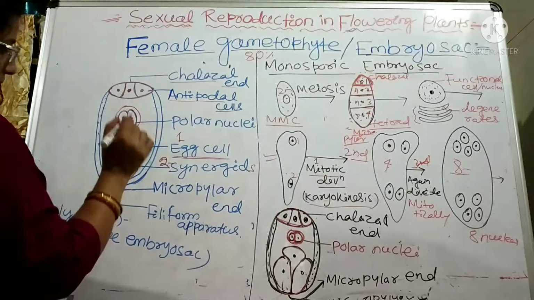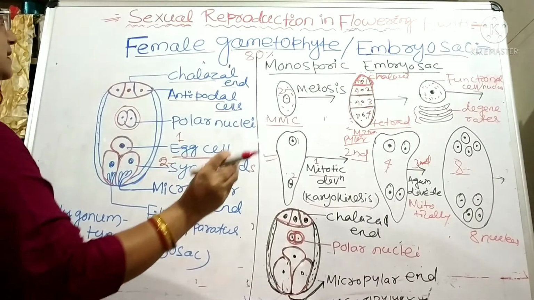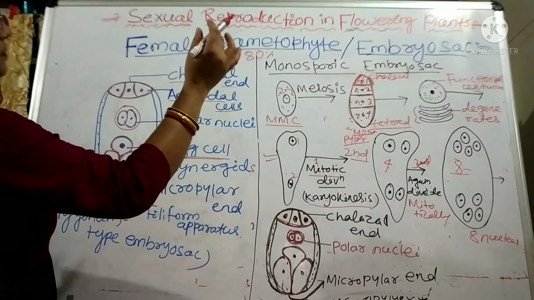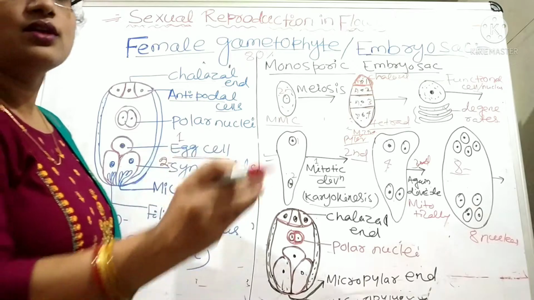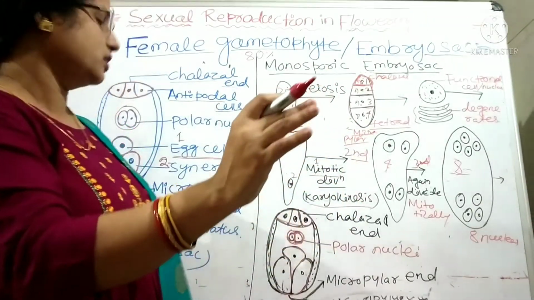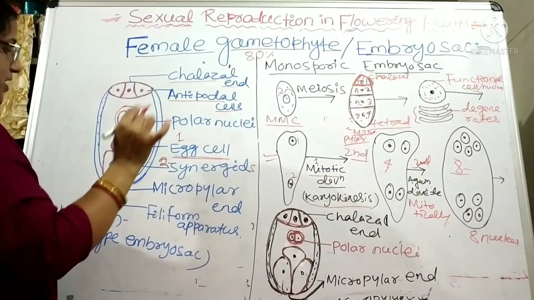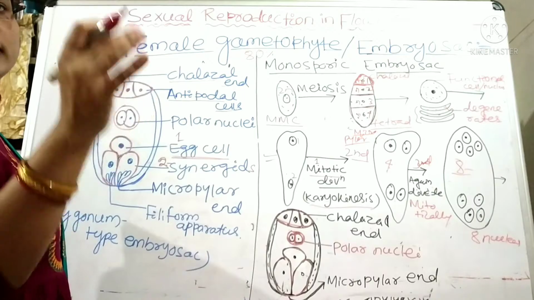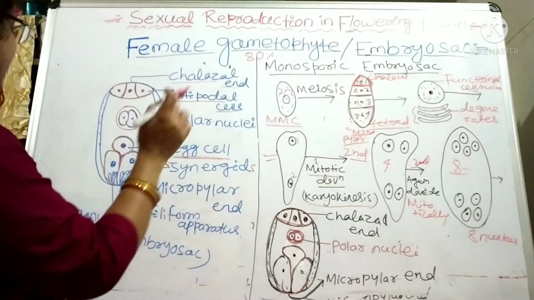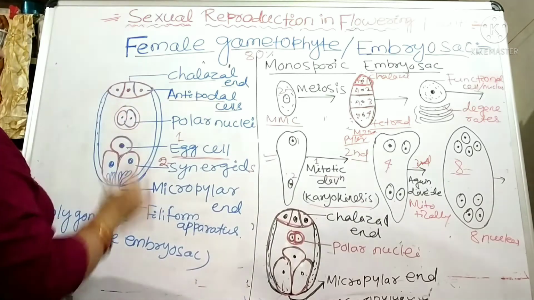Okay, and the synergids disappear at the time of pollination. When pollination occurs, the synergids disappear. They only help in the entry of the pollen tube. The synergid and its filiform apparatus help in the pollen tube entry.